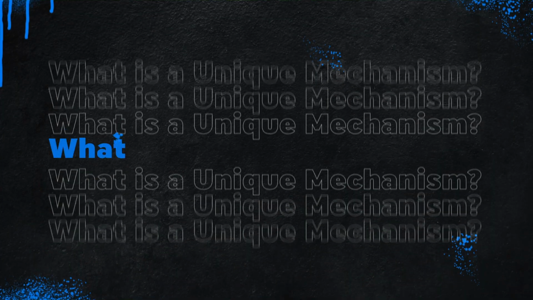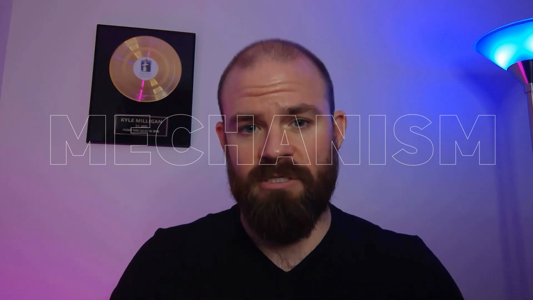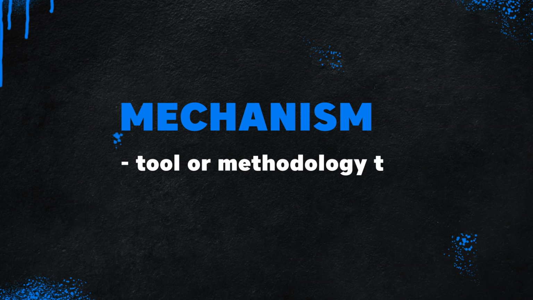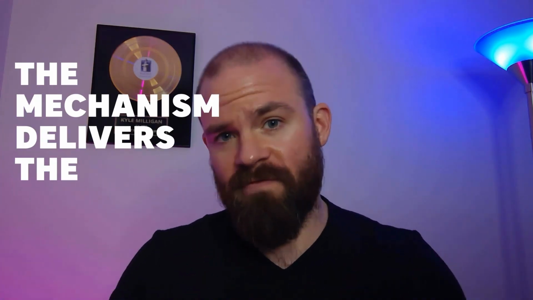So first, what is a unique mechanism? I want to start with just the word mechanism. So we need to understand and define what is a mechanism. In your copy or marketing, your mechanism is simply the tool or methodology that delivers the result. And now this is going to be super key to our video today. So I want you to understand this. I want you to really understand this sentence and concept. The mechanism delivers the result.